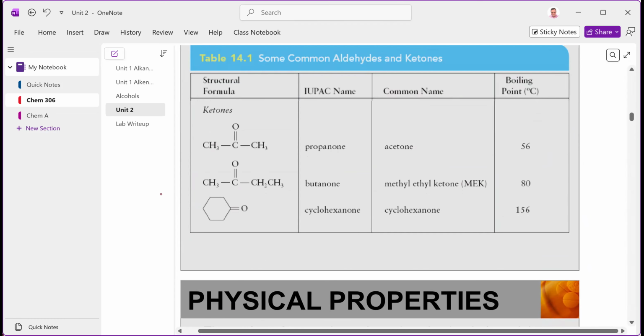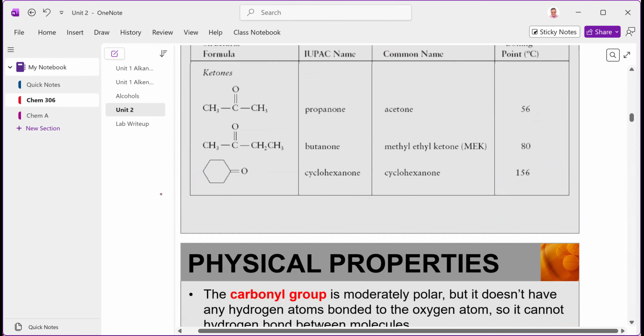Acetone is the simplest ketone. If you've ever been in the painting business or the machining business, MEK, methyl ethyl ketone, very common solvent.